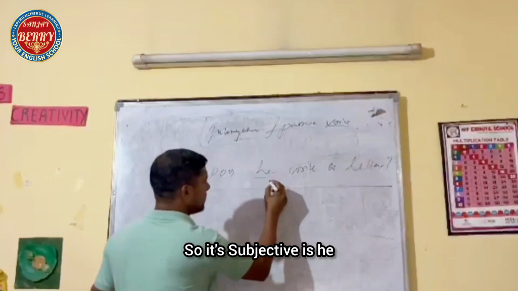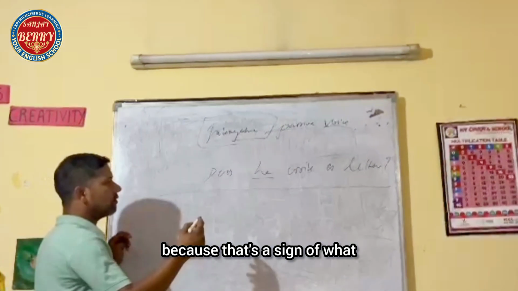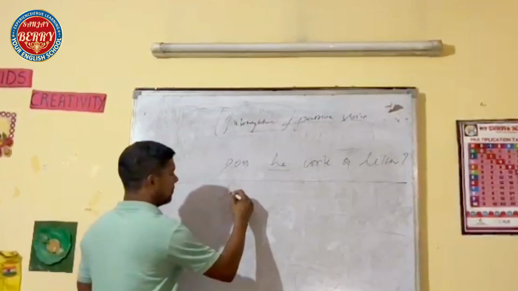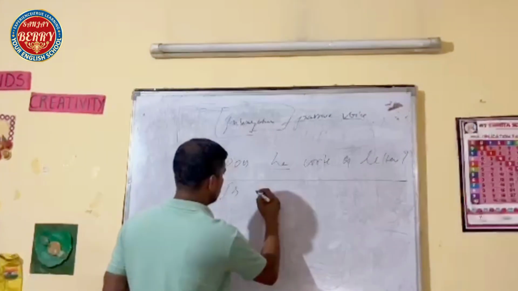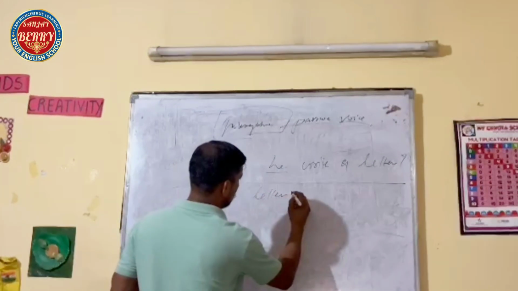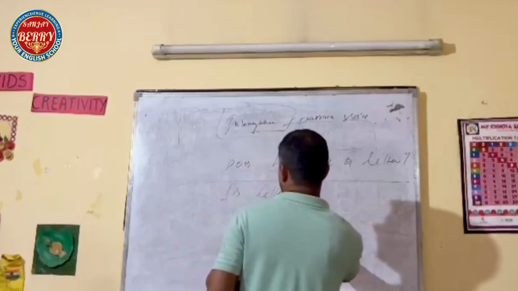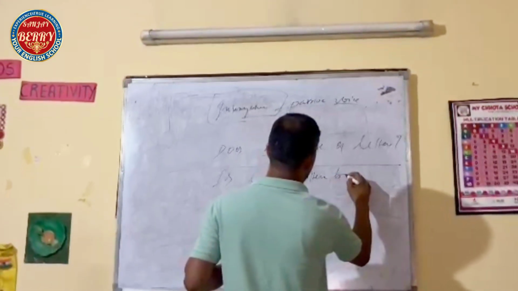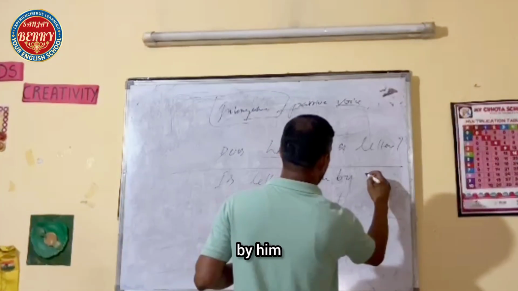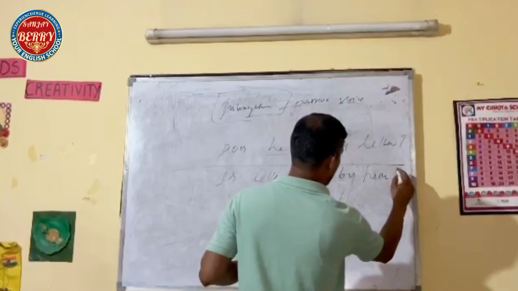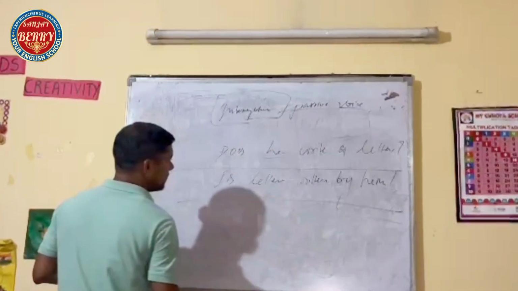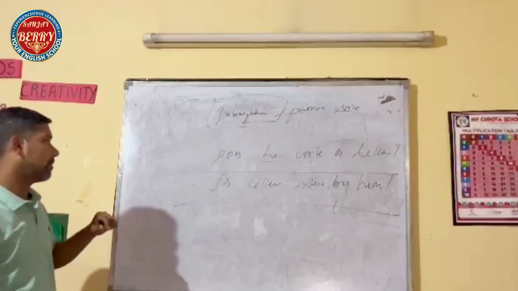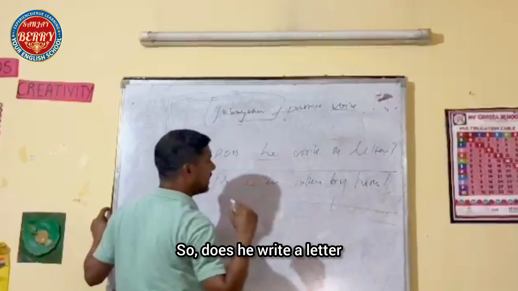So its subject is he, because that is singular. So how do we make a passive voice from it? Is letter written by him? Is letter written by him. So does he write a letter?